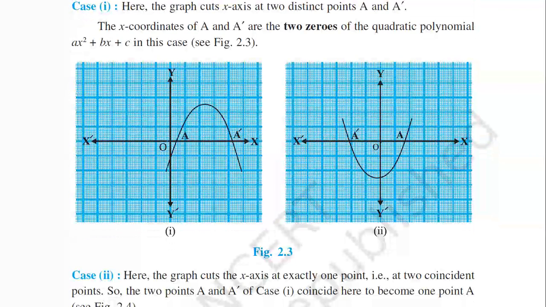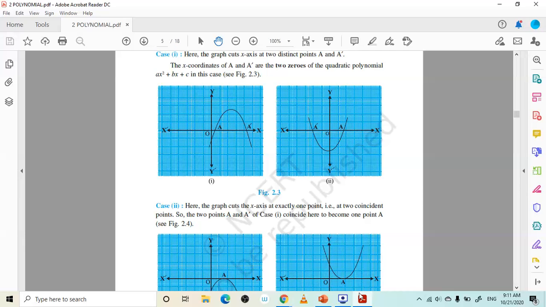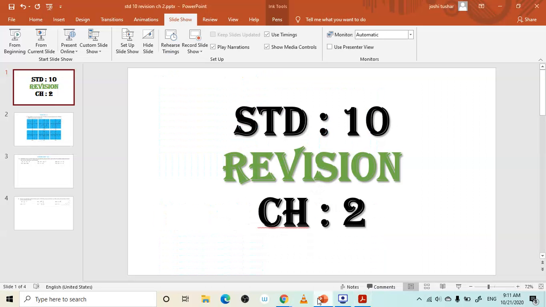One more thing. If a quadratic equation is given, here you can see the x-coordinates of the points are the two zeros of the quadratic polynomial. A question can come: in a quadratic equation, what is the maximum number of zeros you will get? So two zeros you will get. Okay. Now let me show you something. What I'm writing, you people have to write.